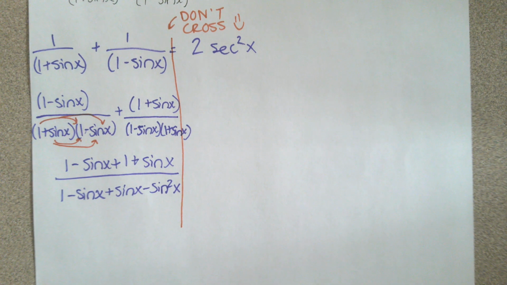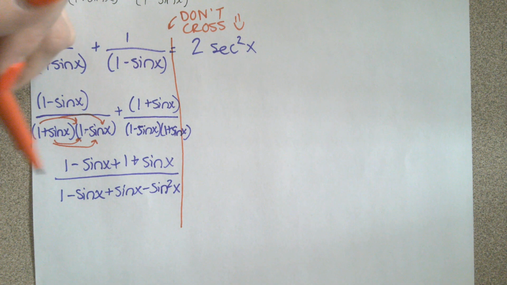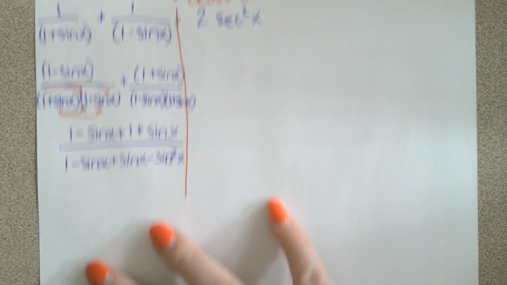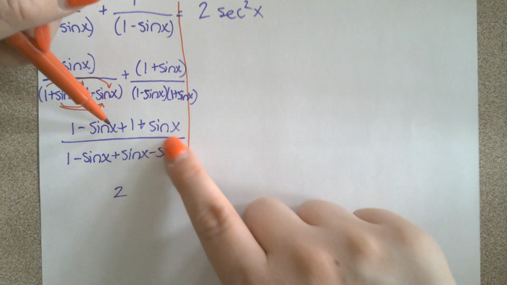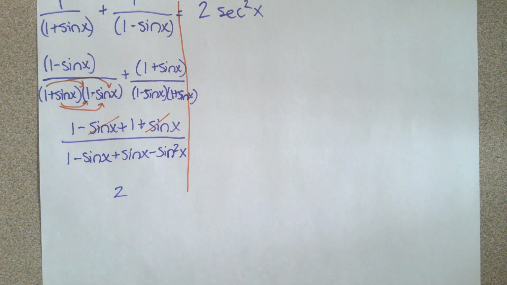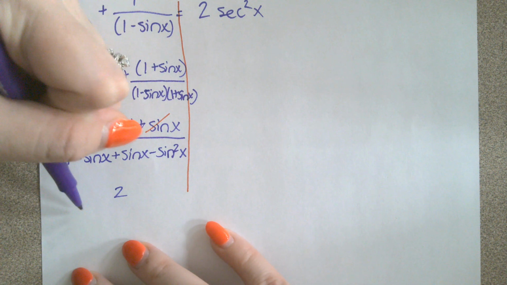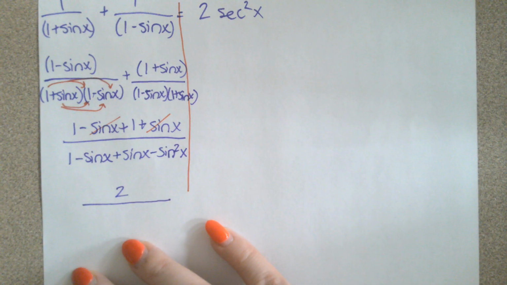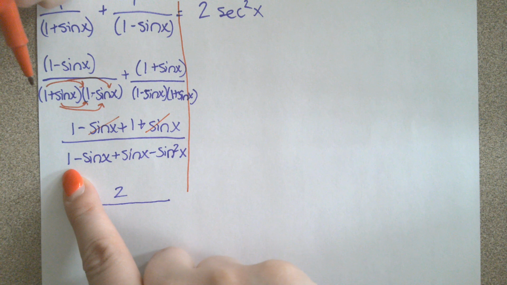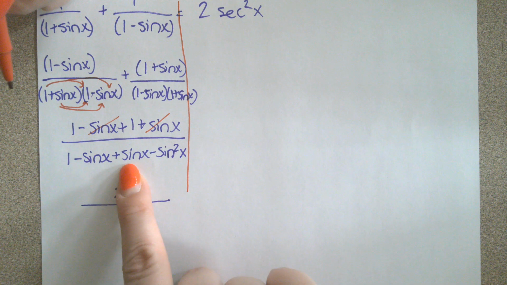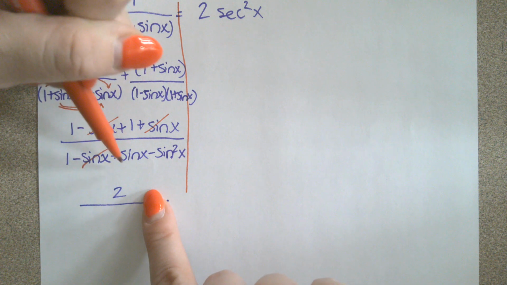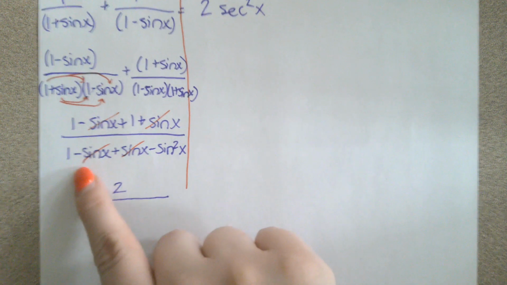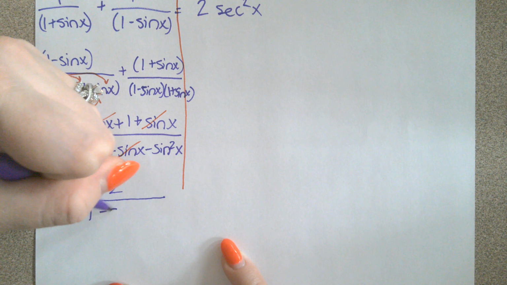Okay, let's see what we can cancel on the top. We have 1 plus 1, that's going to become a nice 2. And then we have negative sine and positive sine. Those will cancel. So on the top of the fraction, we only have a 2. On the bottom, we have 1 minus sine plus sine minus sine squared. The minus sine and plus sine do cancel, leaving us with 1 minus sine squared.